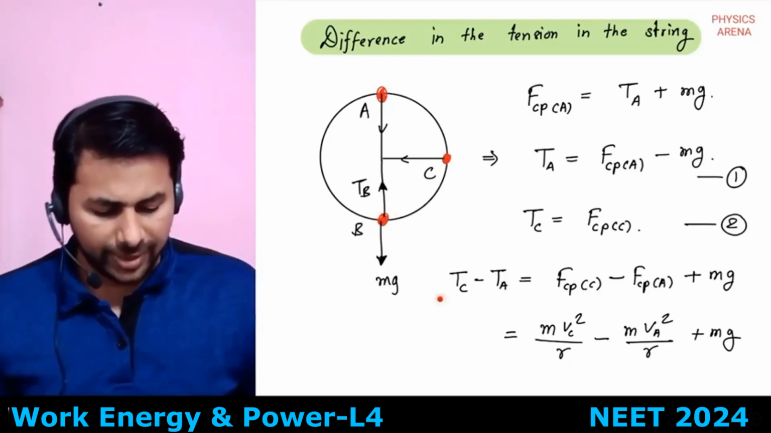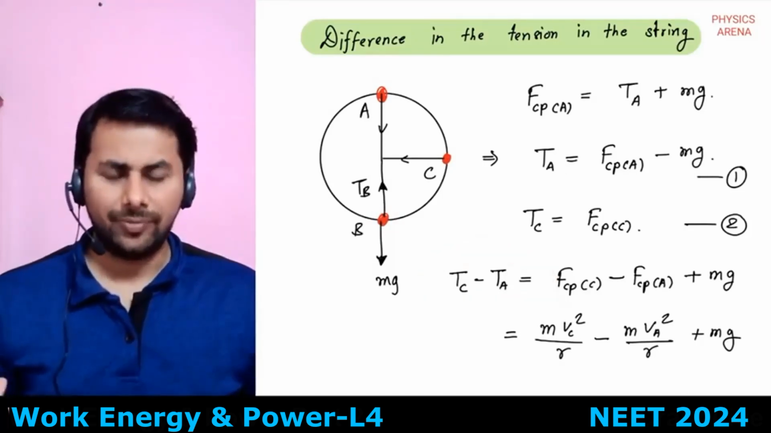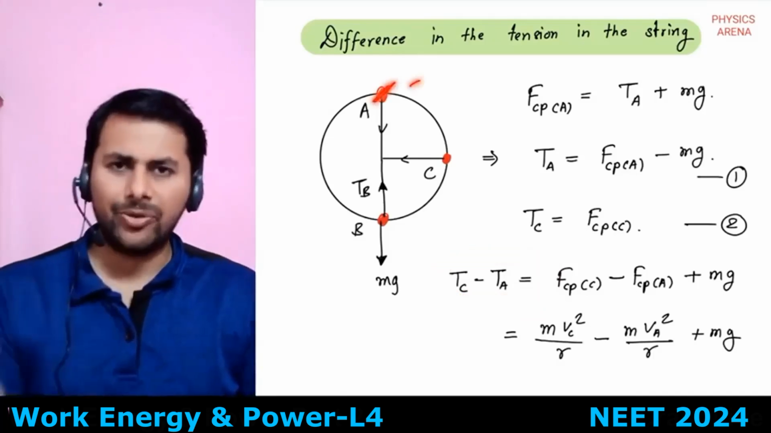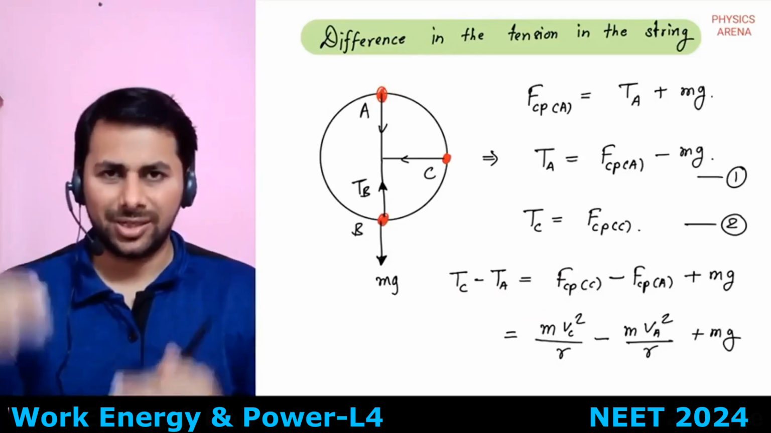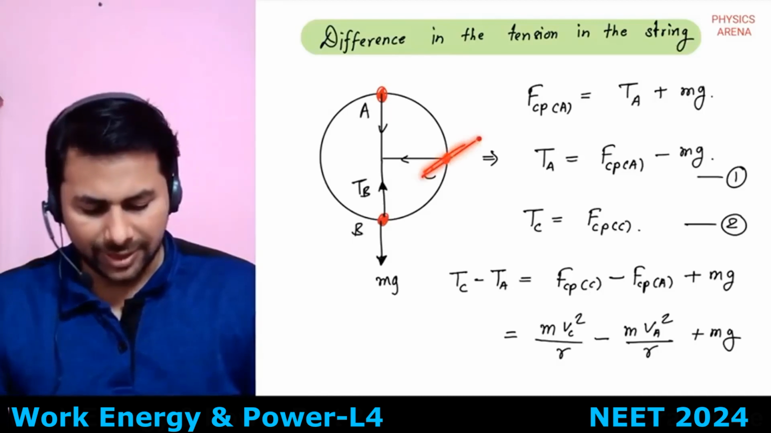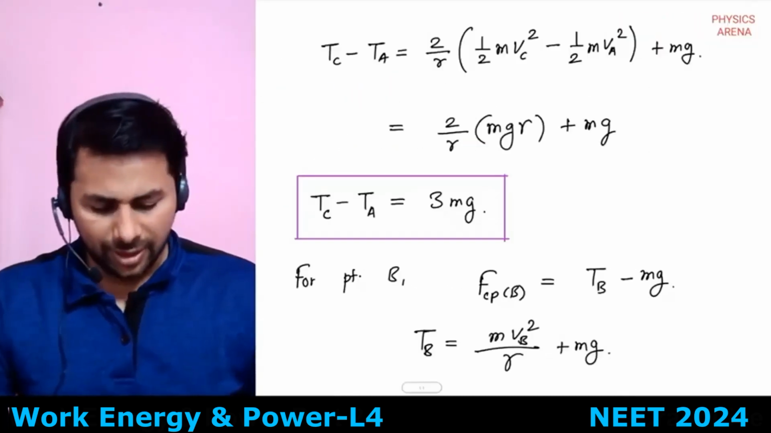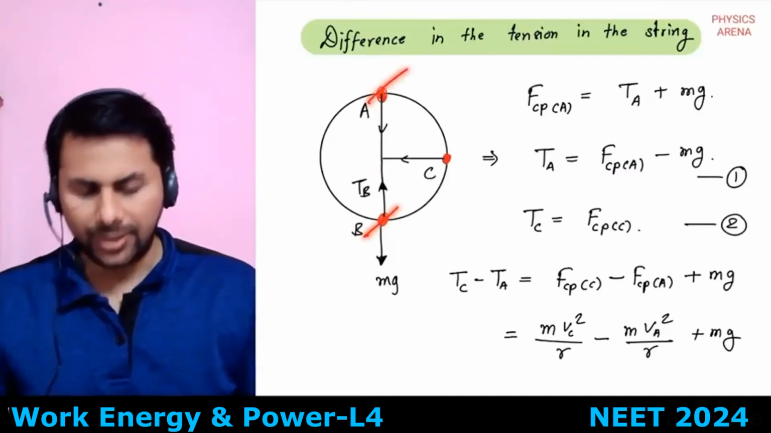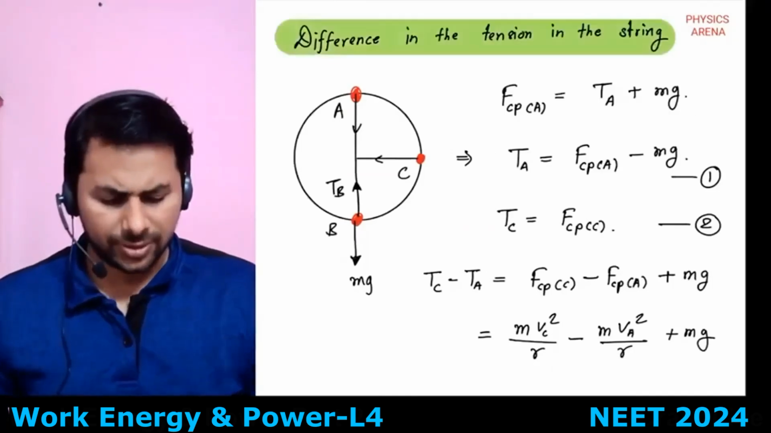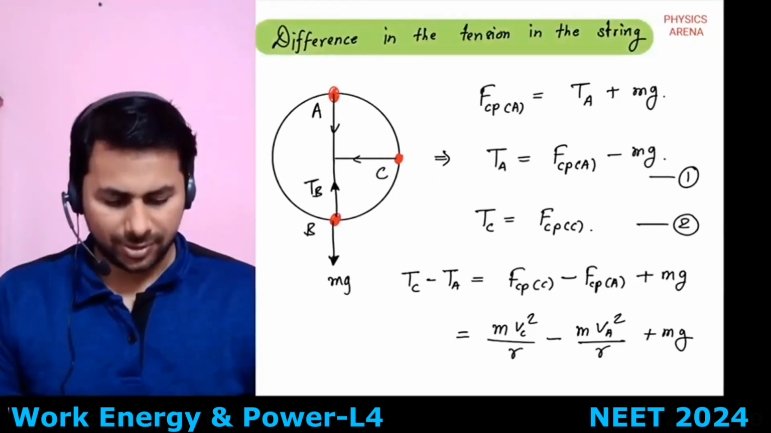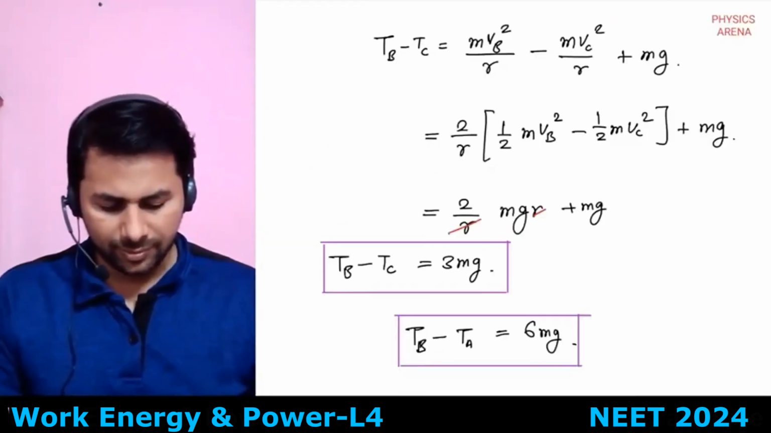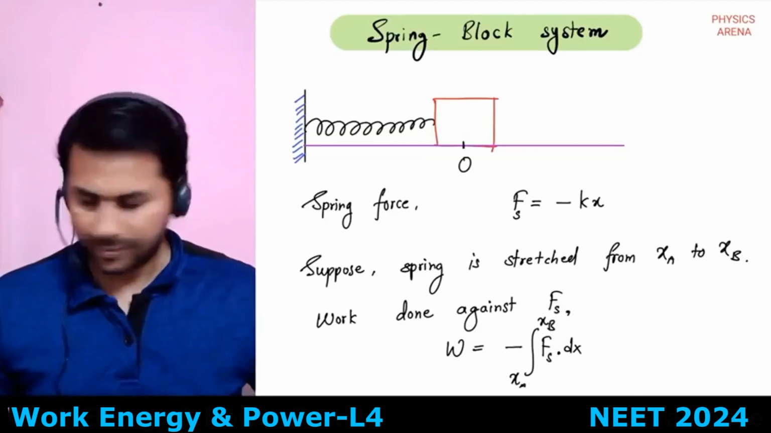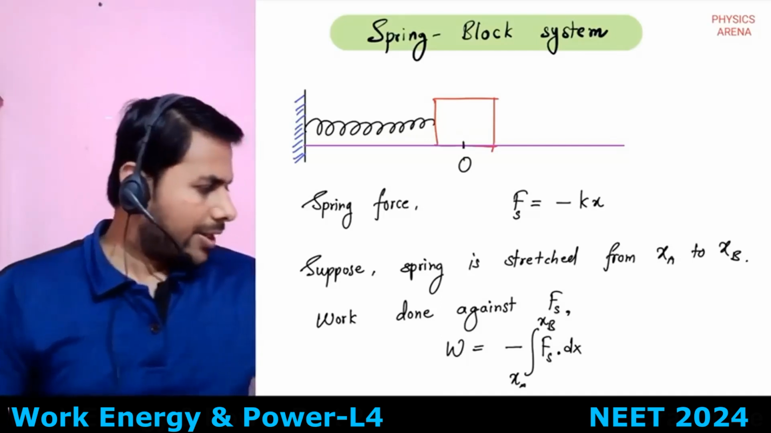So now if we find the difference in tension, this is true for any velocity. Tension is 0 only for minimum velocity, but the difference in tension is valid for any velocity. What is the difference in tension between this point and this point? It is 3mg. What is the difference in tension between this point and this point? It is 6mg. So we have to remember this also. Is this clear? So the difference in tension is 3mg, right?